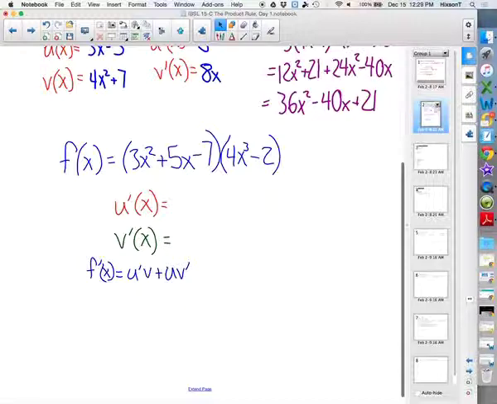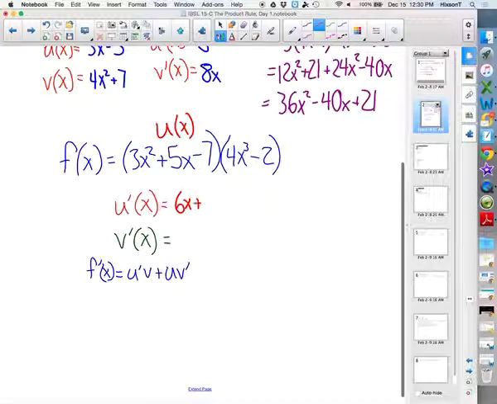Okay, so we make U this first factor, right? So what's U prime? 6x plus 5. Alright, 6x plus 5. Okay, and then we have V, which is the 4x cubed minus 2.4x squared. Alright, so the derivative is 12x squared. Now it's just a matter of carefully multiplying it all together. Okay?